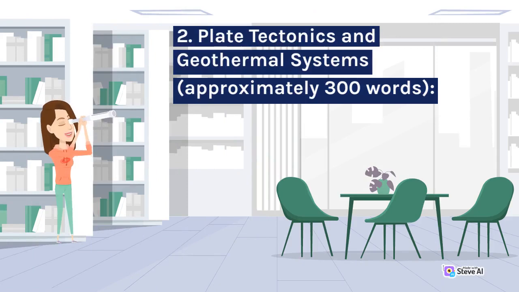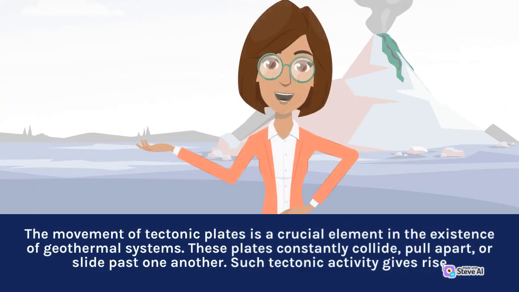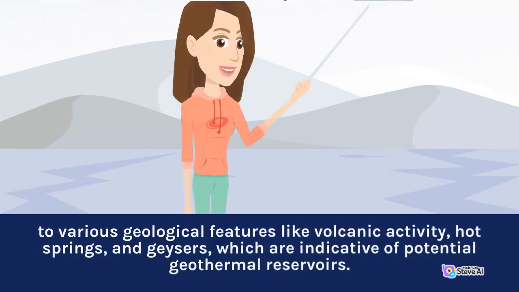2. Plate tectonics and geothermal systems. The movement of tectonic plates is a crucial element in the existence of geothermal systems. These plates constantly collide, pull apart, or slide past one another. Such tectonic activity gives rise to various geological features like volcanic activity, hot springs, and geysers, which are indicative of potential geothermal reservoirs.